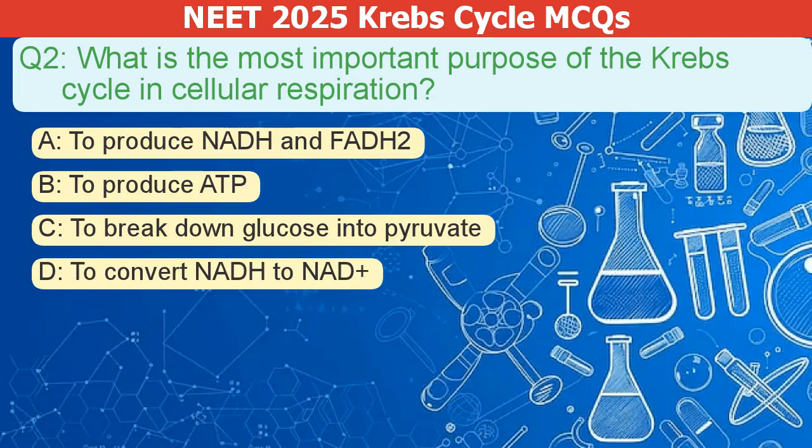What is the most important purpose of the Krebs cycle in cellular respiration? A. To produce NADH and FADH2. B. To produce ATP. C. To break down glucose into pyruvate. D. To convert NAD+ to NADH.